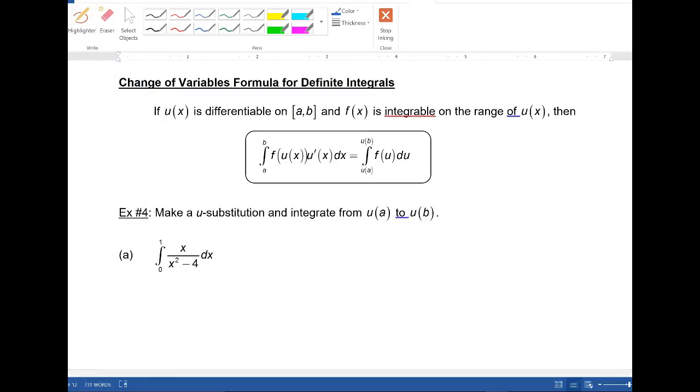Okay, so next we want to look at changing the variables for definite integrals. So what happens if we have bounds? Well, what we're going to do is we're going to change those bounds to reflect u. So you'll see here it went from a to b, and then we change it to u of a to u of b.